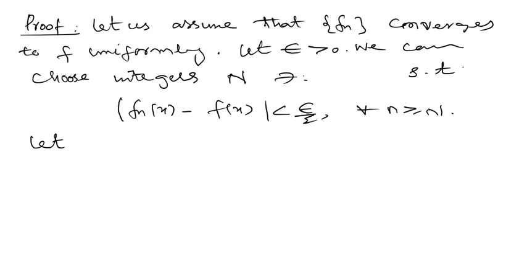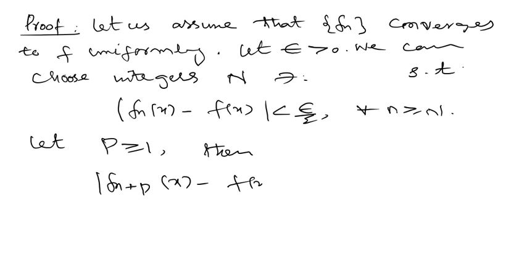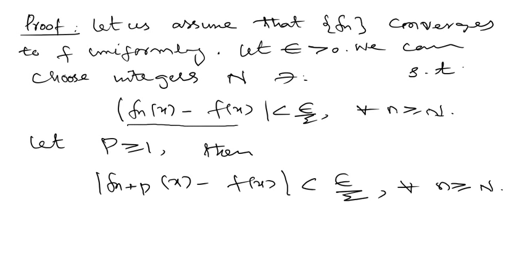Now let p be greater or equal to 1. Then |f_{n+p}(x) - f(x)| is also less than epsilon by 2 for all n greater or equal to capital N. This is also true. Because this inequality is true for every subscript greater or equal to N, and here the subscript is n plus p, n plus p is also greater or equal to N. The book chose the maximum of m1 and m2, but that is irrelevant actually.